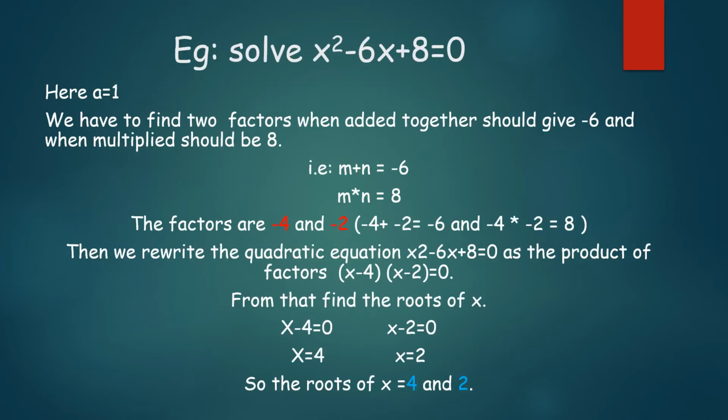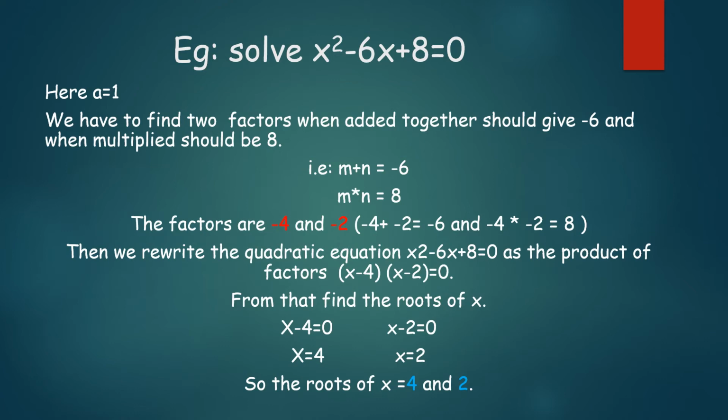Let us look into an example. Here I have taken an equation x square minus 6x plus 8 equal to 0. In order to solve this particular quadratic equation using factorization method, we have to find two factors. Let it be m and n, and while adding m and n, we should get minus 6, that is b, and multiplying m and n, we should obtain 8, that is a free term in the equation.